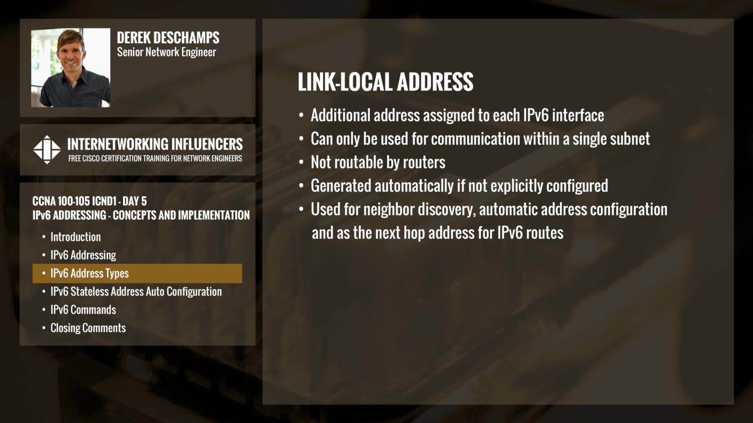A link local address is an additional address assigned to each IPv6 interface. A link local address can only be used for communication within a single subnet and is not routable by routers. A link local address is generated automatically if not explicitly configured. A link local address is used for neighbor discovery, automatic address configuration, and as the next hop address for IPv6 routes.